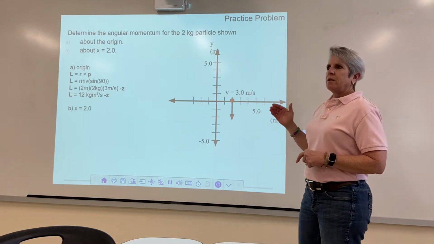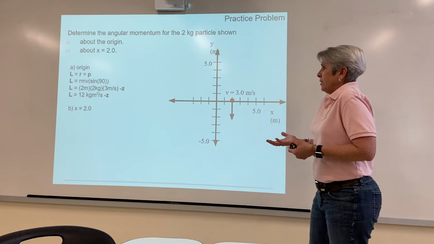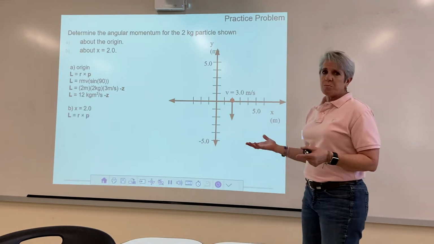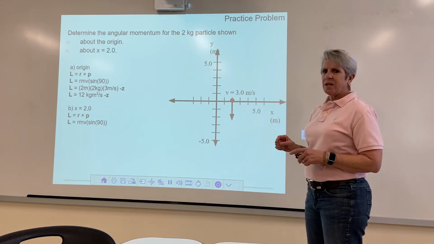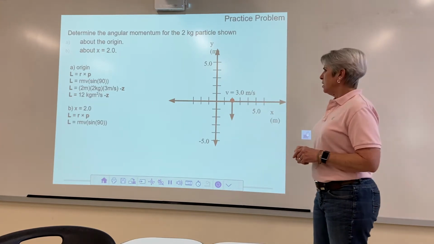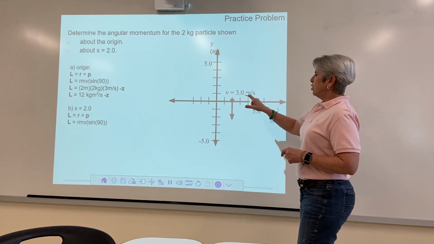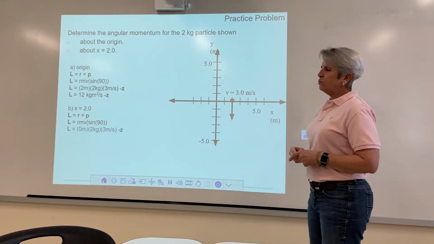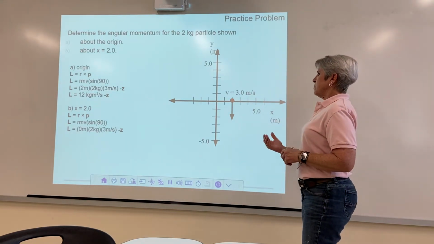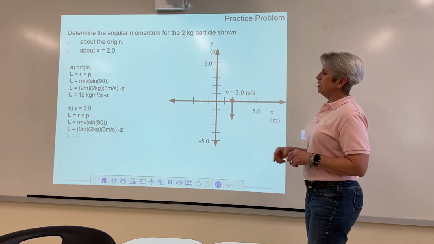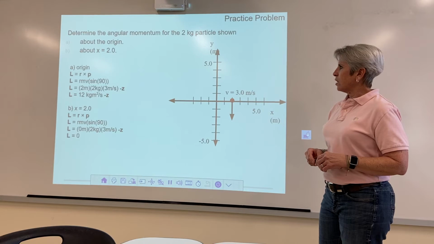So what about if we want to look at this position of x equals 2 and we want to find the angular momentum about that position? Well, we would still go about it the same way. We would say, okay, L is r cross p. So that's going to be radius times mass times velocity times the sine of the angle between r and v. And if we look at the radius of our particle around that position of x equals 2, well, that's 0 meters. And then times 2 kilograms times 3 meters per second, which gives us an angular momentum of 0 kilogram meters squared per second.